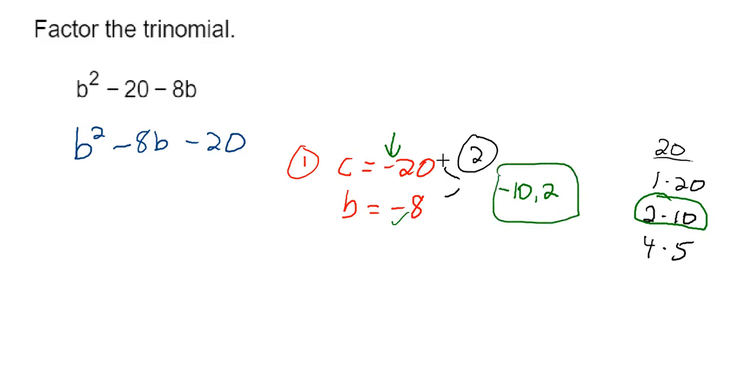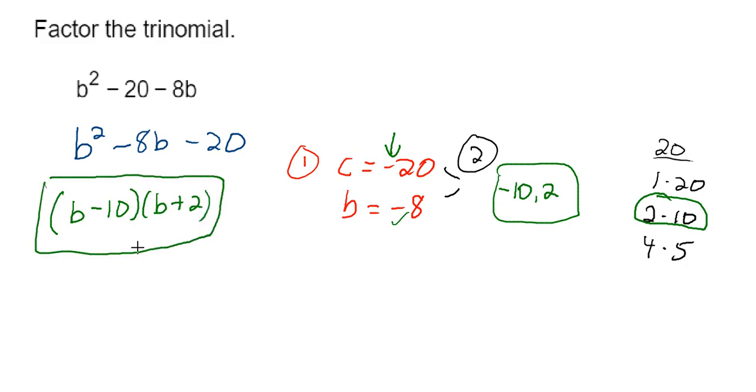So this pair of numbers fits the description of the numbers that we're looking for. And so that's step 2. And then step 3 is, now you can go ahead and factor. It'll be b minus 10 times b plus 2. And that's how that one factors. I keep forgetting to say it, but that's step 3.